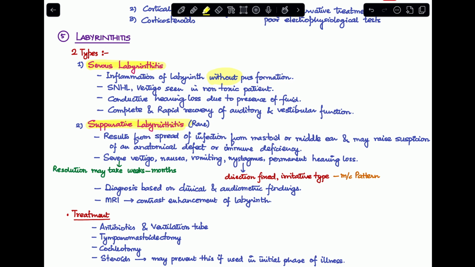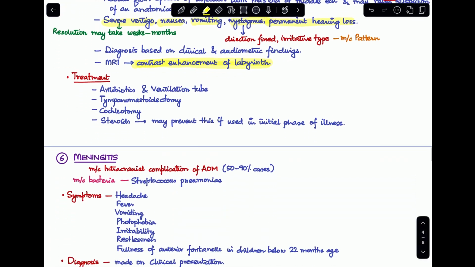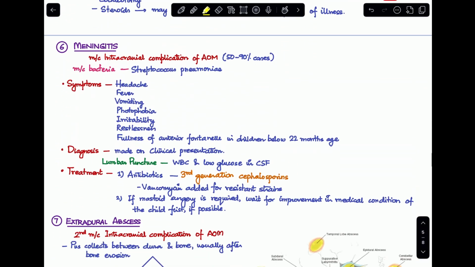These patients have been seen to undergo a complete and very rapid recovery of their auditory and vestibular function. Now, the second type is suppurative labyrinthitis, which results from a spread of infection from the mastoid or middle ear, and this may raise suspicion of an anatomical defect or any immunodeficiency. These patients present with severe vertigo, nausea, vomiting, nystagmus, and a permanent hearing loss. MRI will show a contrast enhancement of the labyrinth. And these cases are treated with antibiotics and ventilation tube, tympanomastoidectomy, cochleotomy, and steroids may prevent this if used in the initial phase of the disease. So, this was all about the extracranial complications.